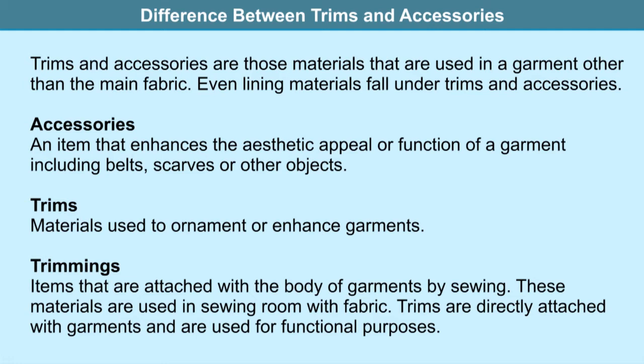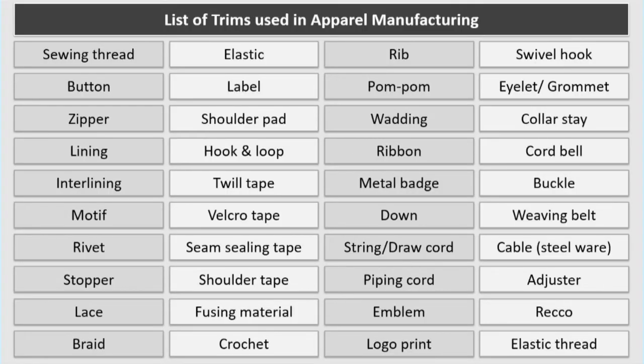So trims are basically attached to the body of the garment by sewing. These materials are used in the sewing room with fabric. Trims are directly attached to garments. These are used for functional purposes. There are various types of trims used in apparel manufacturing.